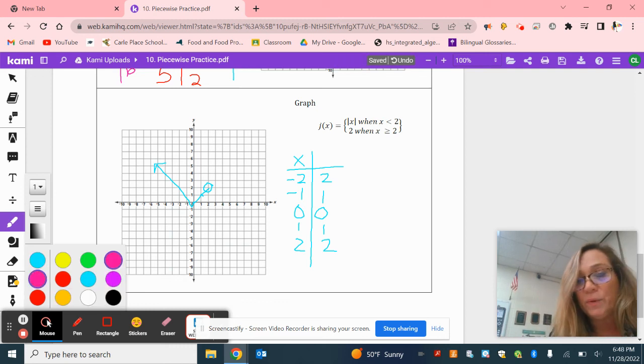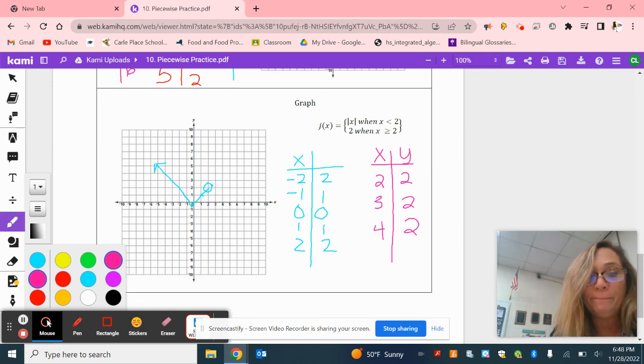Okay, now the next one is basically saying no matter what x is, y is going to be 2. And that's a horizontal line. So I'm going to go to 2, 2, and I'm actually going to fill in that circle. And I'm going to make a horizontal line.